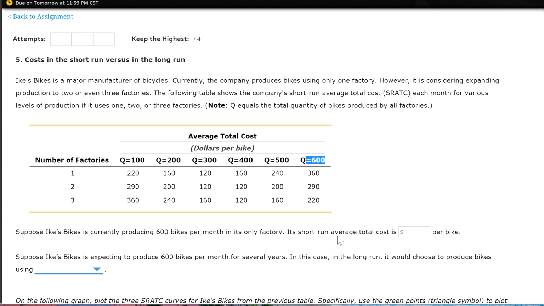Its short-run average total cost will be, so our total cost is 360, and then our, wait, let me think I get this one right. No, our average total cost is 360, so this would be just 360 over here. Suppose iX Bike is expecting to produce 600 bicycles per month for several years. In this case, in the long run, it would choose to produce bicycles using how many factories?